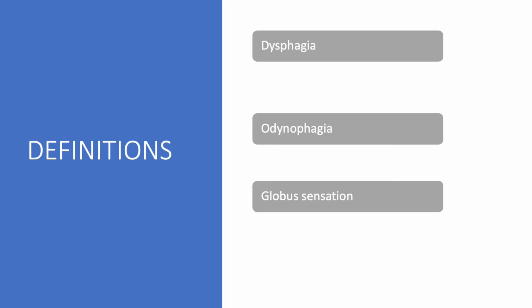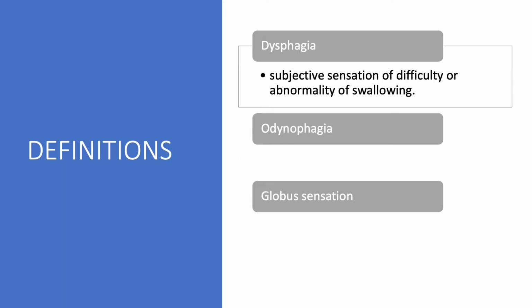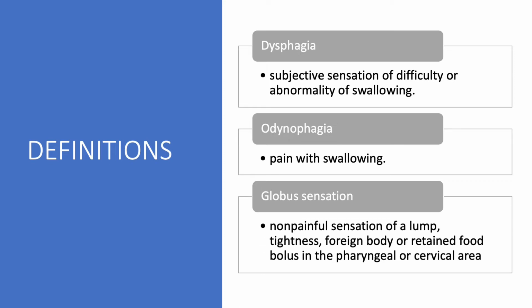But before we discuss how to evaluate a patient with dysphagia, let us first define what is dysphagia. Dysphagia is a subjective sensation of difficulty or abnormality of swallowing. It is different from odynophagia, which is pain with swallowing, while globus is a non-painful sensation of a lump, tightness, foreign body, or retained food bolus in the pharyngeal or cervical area.